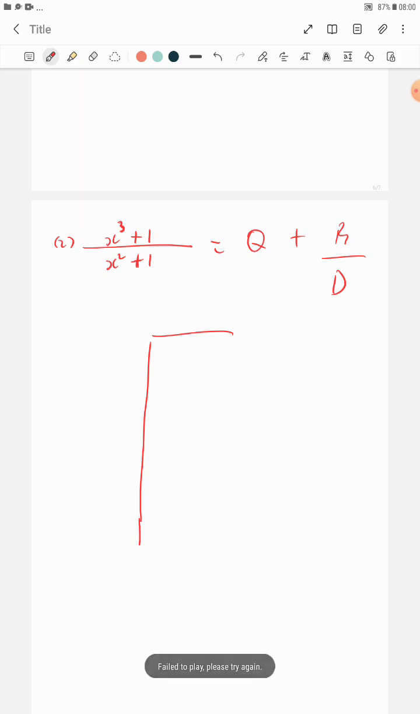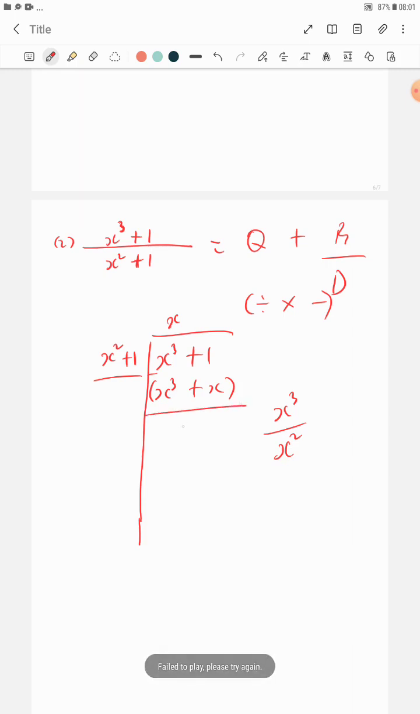polynomial division. So that will be x raised to power 3 plus 1, divided by x raised to power 2 plus 1. Dividing x raised to power 3 by x raised to power 2 gives me x. Don't forget division, multiplication, subtraction. So x times all this gives me x raised to power 3 plus x, and then I subtract, putting this in brackets. This gives me minus x plus 1.